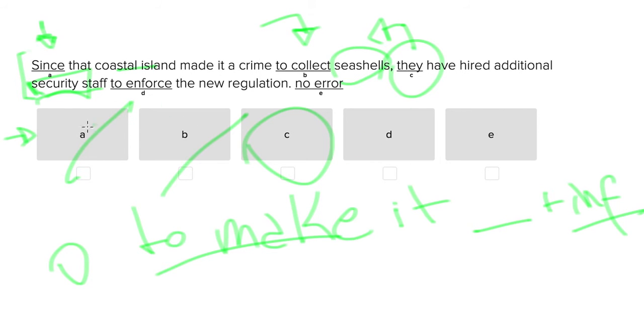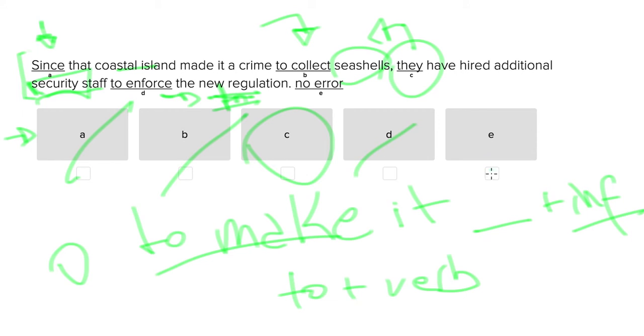Now, if you thought D might be the answer, have hired additional security staff to enforce, there's absolutely no problem with this. You need the infinitive. And in fact, this is preferable to a form of the verb that looks like, for example, for enforcing. You usually want the infinitive. You want something that looks like to plus the verb.